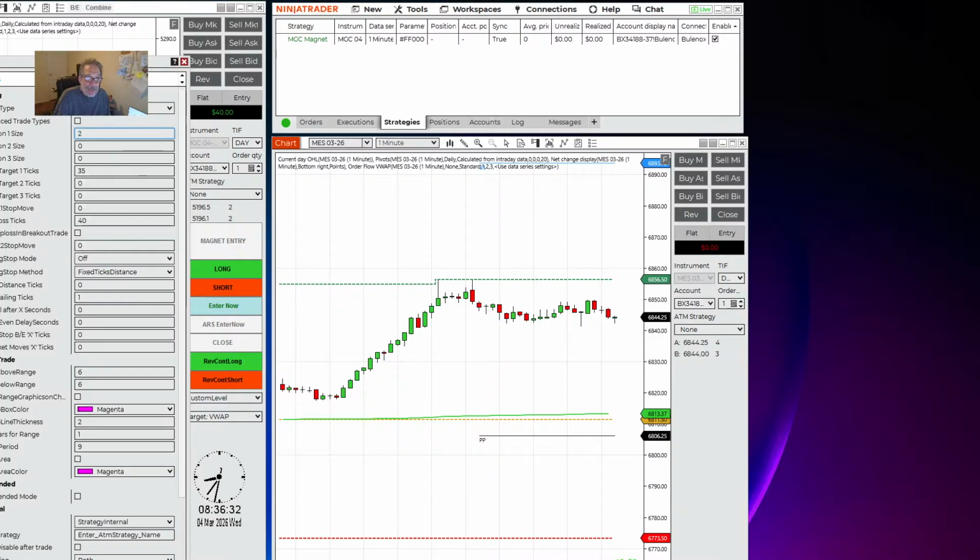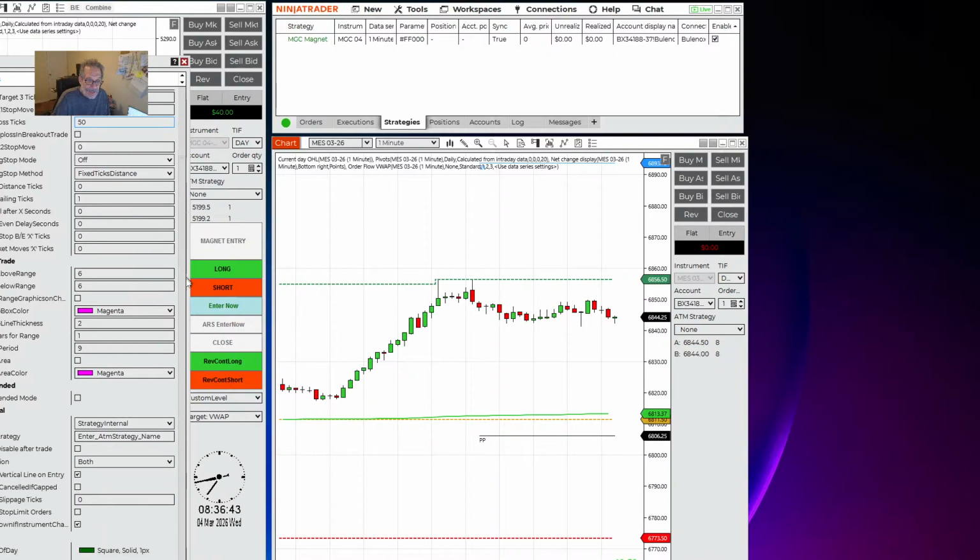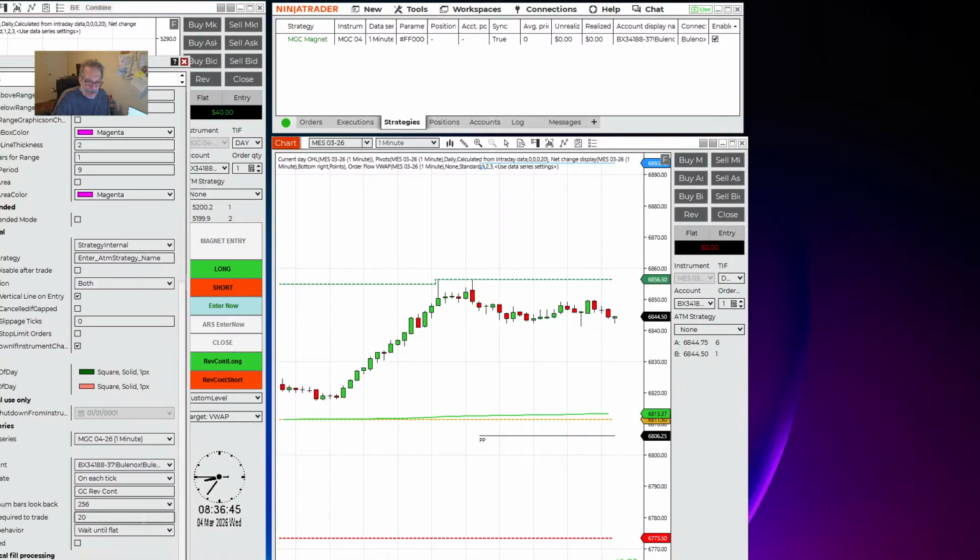So if I'm trading MGC, I'd have at least a 2 contract trade, a target of at least 35, probably a stop of 50. That would be a discretionary, simple discretionary trade.